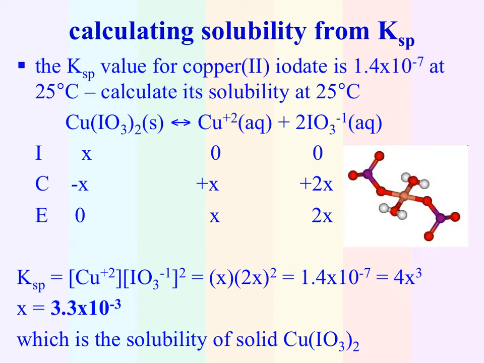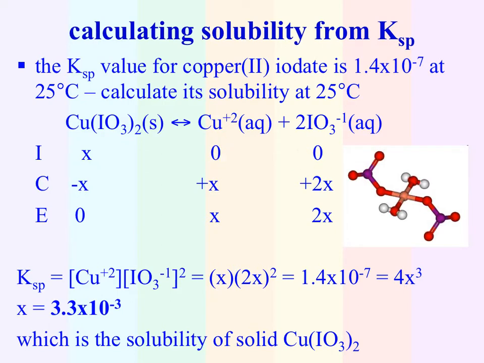Okay, so now we're going to go the opposite direction, and we're going to calculate solubility from Ksp. So they've given us a Ksp value for copper 2 iodate, and they've told us that it's 1.4 × 10⁻⁷ at 25 degrees C. And they want us to calculate the solubility at that same temperature. So basically, we first write out our equation. We take our copper 2 iodate and break it into the ions that it would break up into, and we plug in our initial concentrations into our ICE table. Remember, x is what we're trying to solve for. We want to know that value, or that solubility value for our copper 2 iodate.